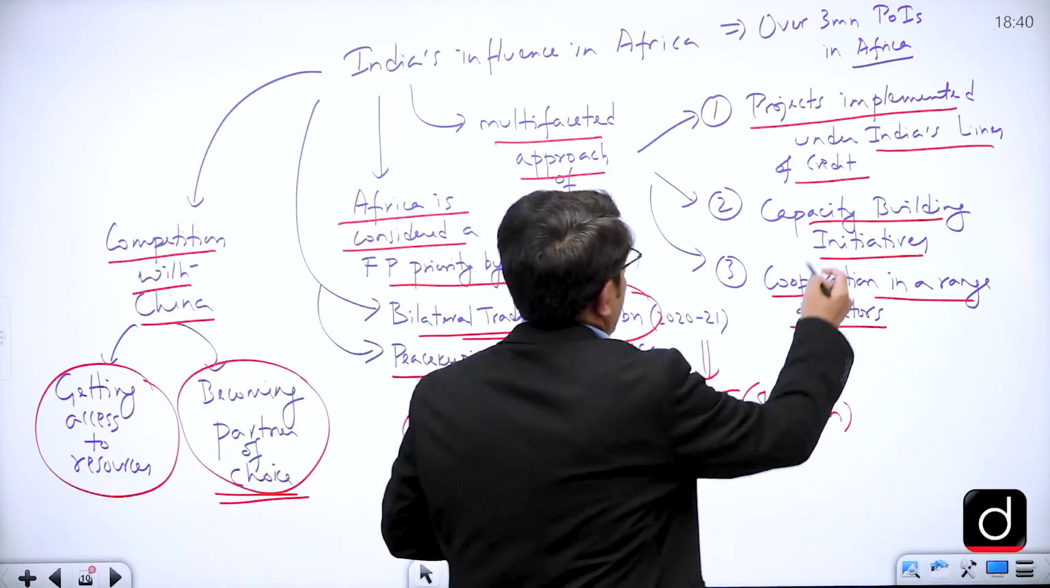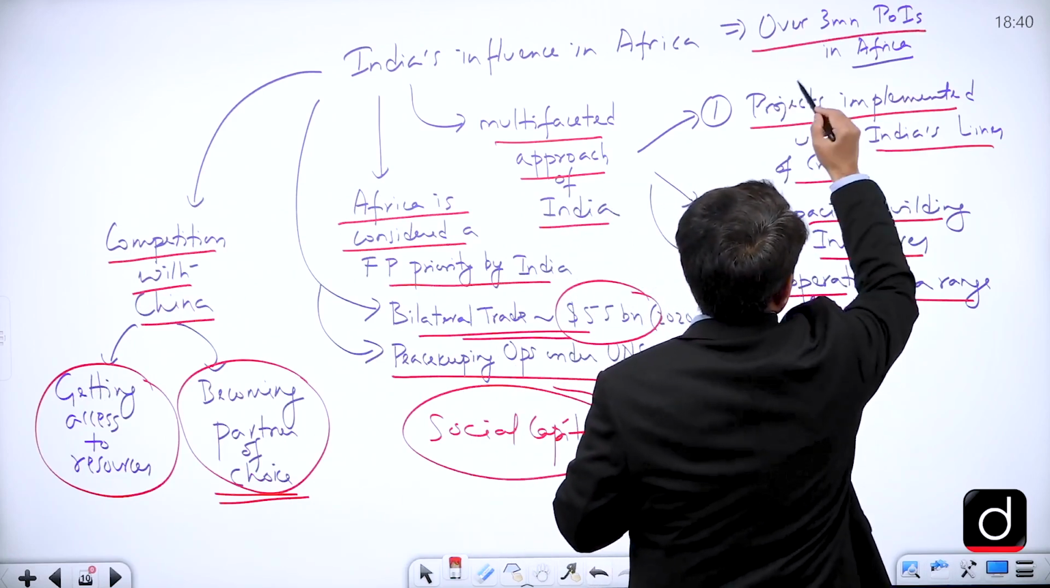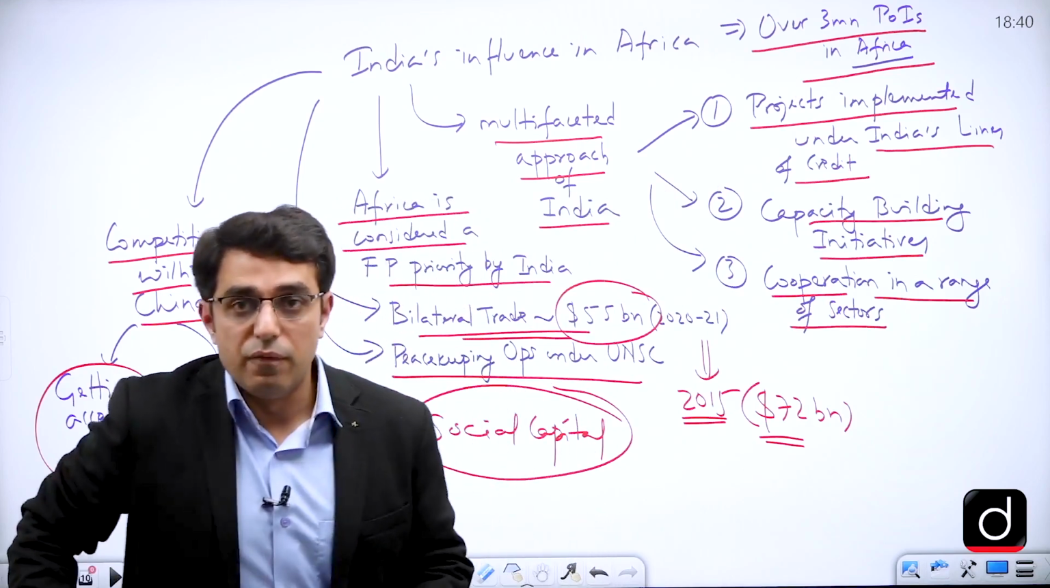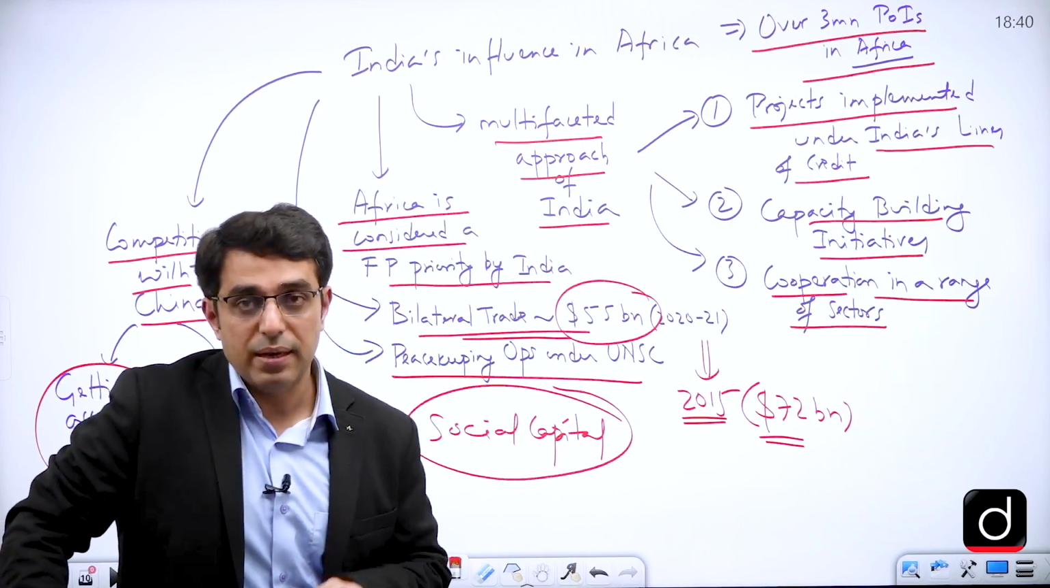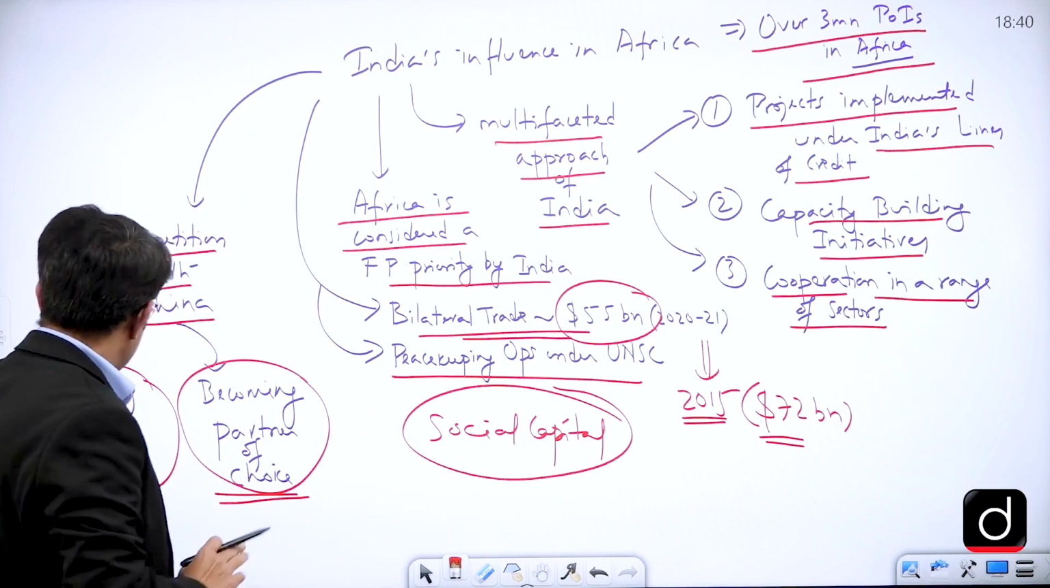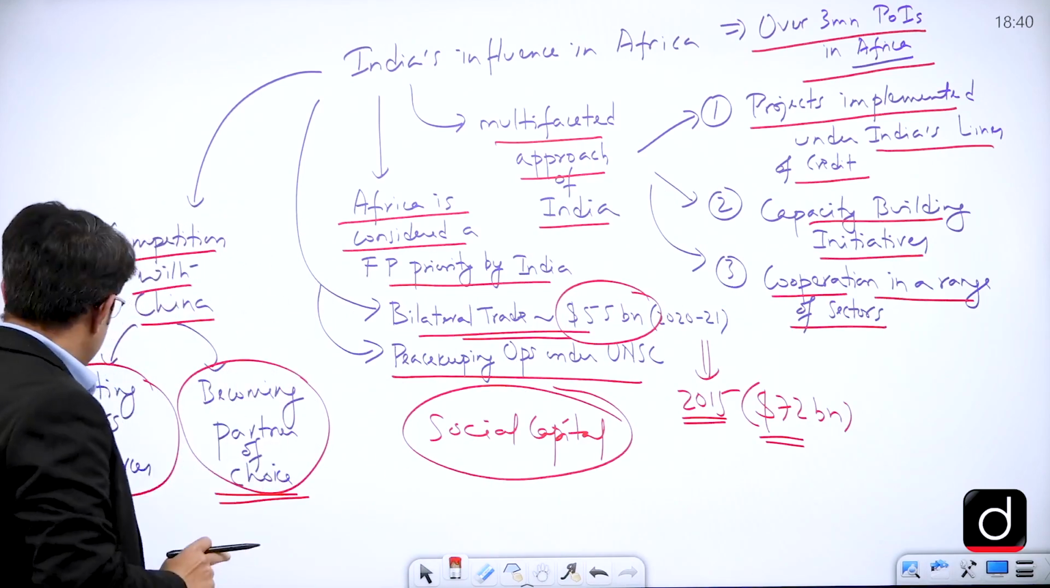And finally, we have to talk about the over 3 million people of Indian origin in Africa, the Indian diaspora in Africa, which also plays a big role in having good India-Africa relations. So, these are the points that we can write in this answer.